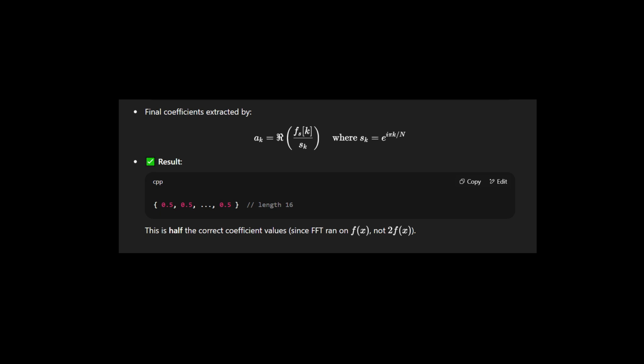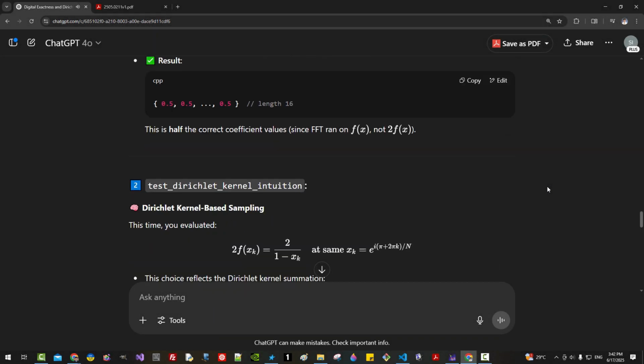Result: 0.5, 0.5, 0.5, 0.5, length 16. This is half the correct coefficient values, since FFT ran on f(x), not 2f(x).